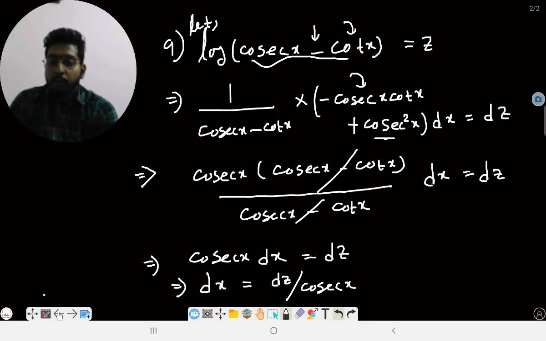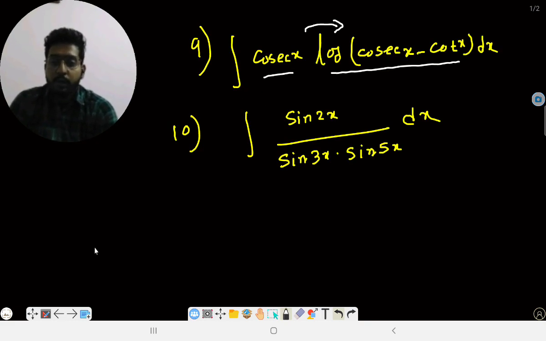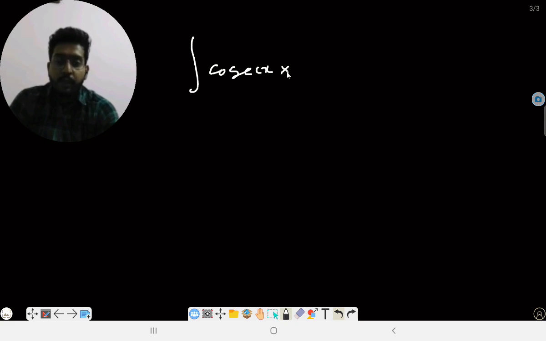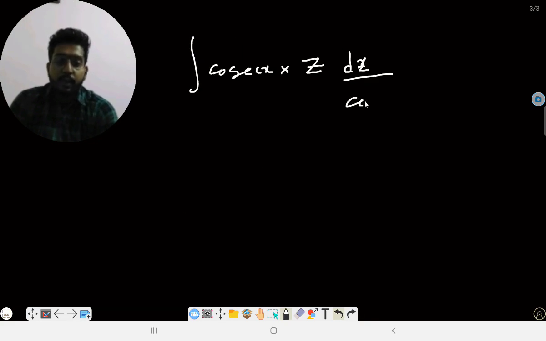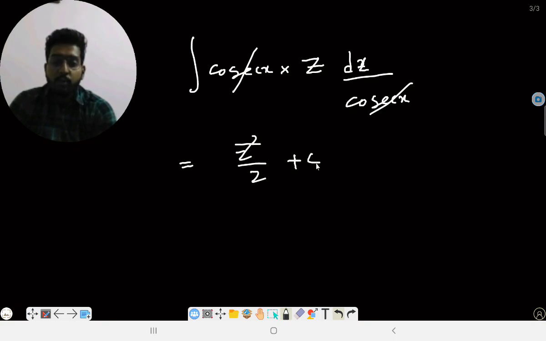Done. Now put the values here. It will become integration of cosec x into log of this term, which I am taking as z, and dx is dz by cosec x. Now cosec x and cosec x cancel out, so that will become z only. Now integration of z will become z square by 2 plus c.